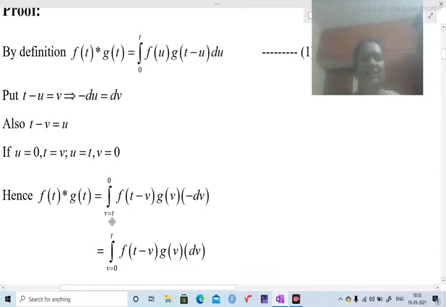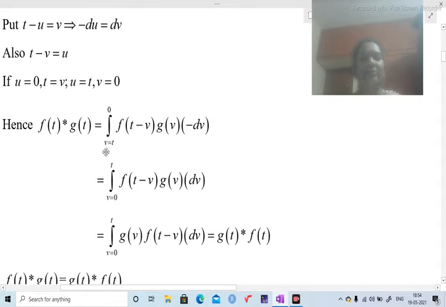Substitute the limits: integration t to 0 f of the value of u, that is t minus v, into g(v) into du, which means minus dv. Now I am going to change the limits of integration. That means t to 0 becomes 0 to t by putting a minus sign. That minus sign multiplied with this minus sign becomes plus. Therefore, integration 0 to t f(t minus v) g(v) dv.